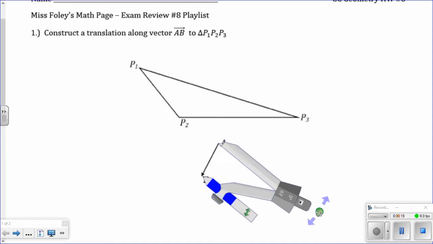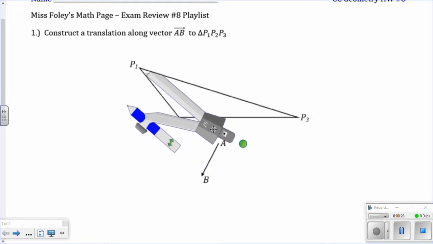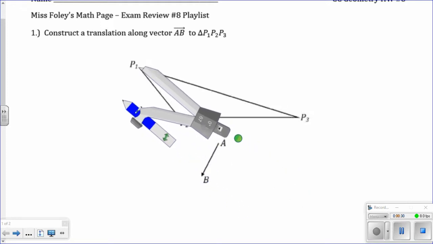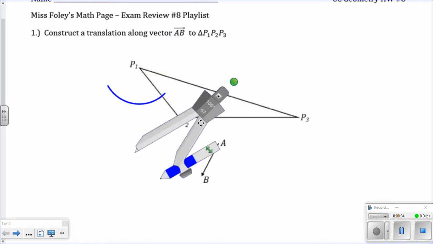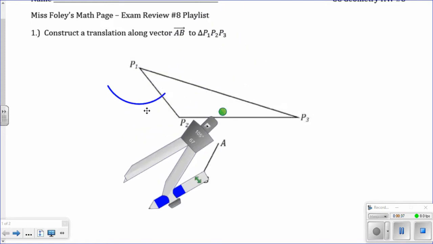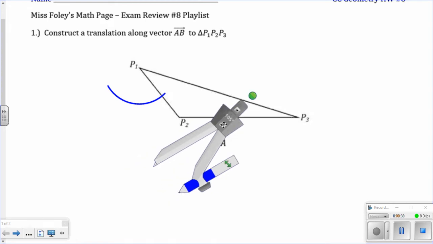So place the clear piece, the end of the compass at A, the end of the ray, and the hole at the end of the arrow. And you're going to take that distance and go to P1, P sub 1 really, and you're just going to draw an arc with it. About that's good. You only want to go down because the triangle's moving down. There's no point in doing a whole circle.